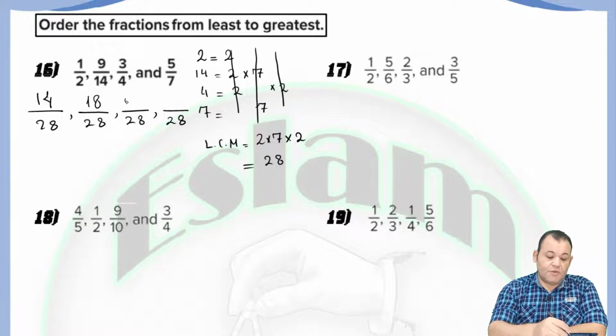So 3 times 7 equals 21. Now 7 becomes 28 if you multiply it by 4. Then 5 times 4 equals 20. After writing all of the numbers with the same denominator, we need to arrange.